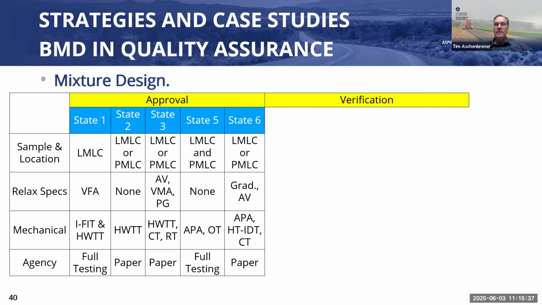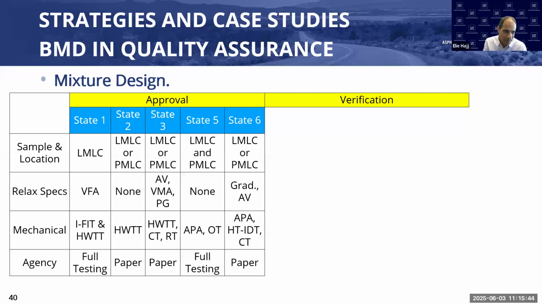Well said. Yeah. And maybe another variable to keep in mind with the cores is basically the in-place air voids. When you do plant mixes, you have better control of your air voids compared to core samples.